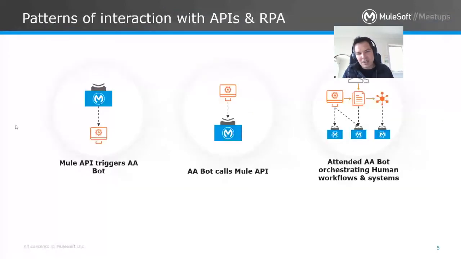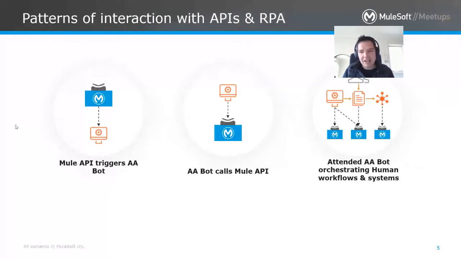The second pattern we can think about is where a bot can call a Mule API. If we look at the cash order example, we might have a bot that's orchestrating our cash order, but some of those system API interaction points or end applications may be exposed via a Mule API.